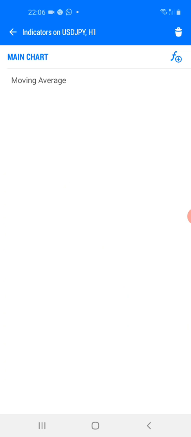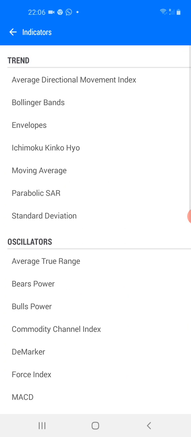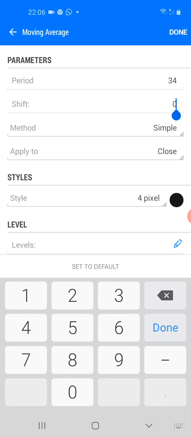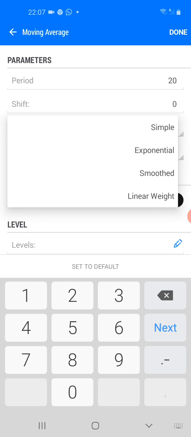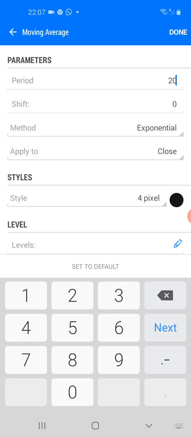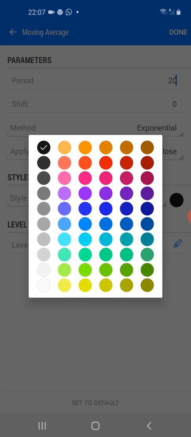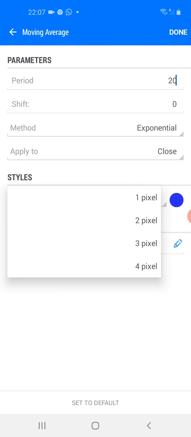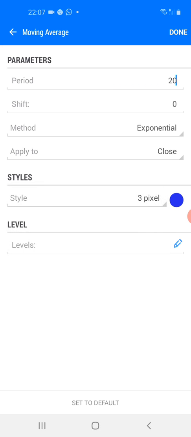I go back again, plus select moving average once again. Here I set the period to 20, and I set this to exponential, and come down to this place, set the color to blue, and come down to thickness and reduce it to 3. That is just my fancy way. Anyway, you can set yours at whatever level you wish, but if you want it to be like mine, you can select exactly what I selected.